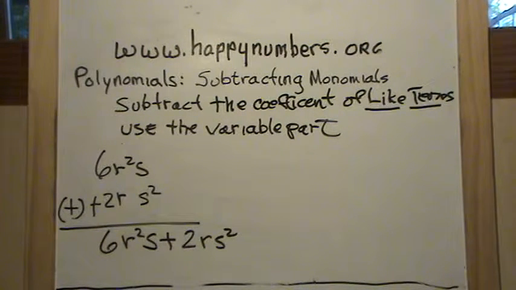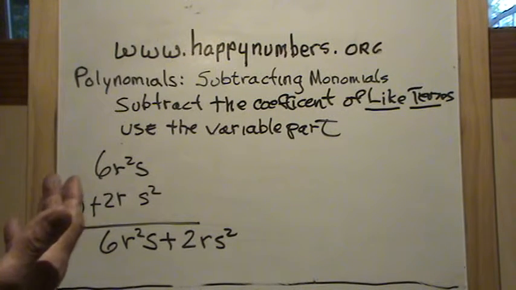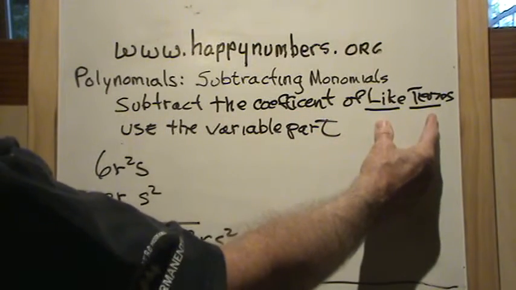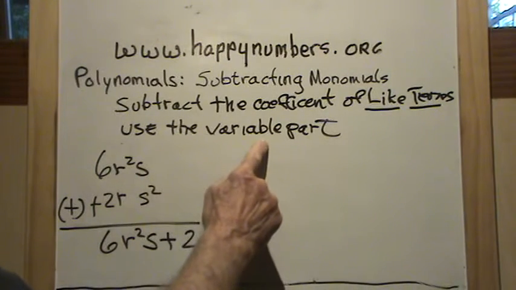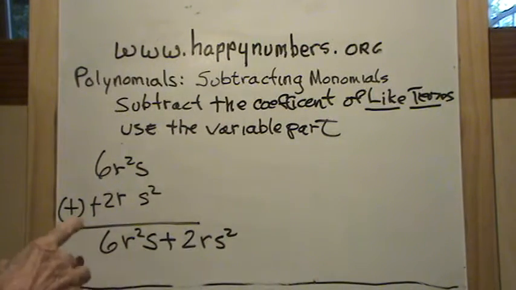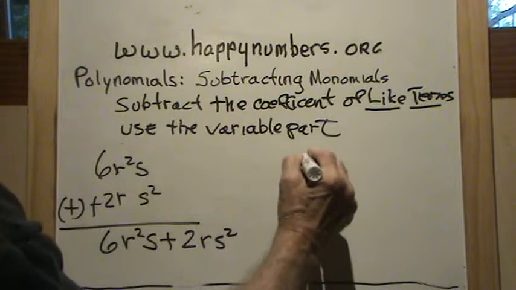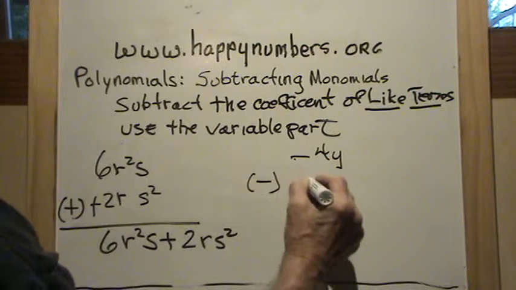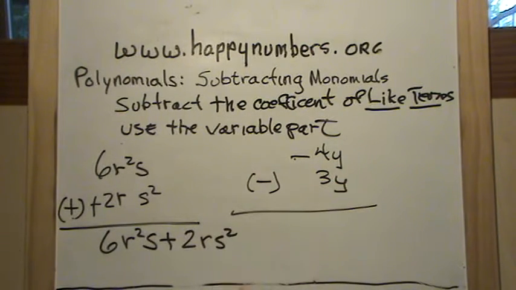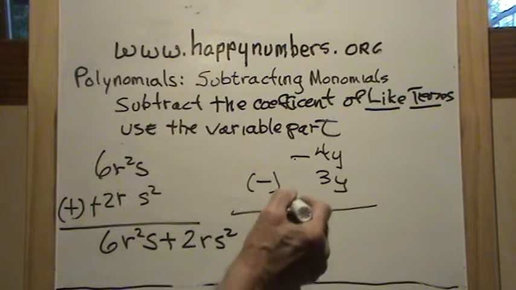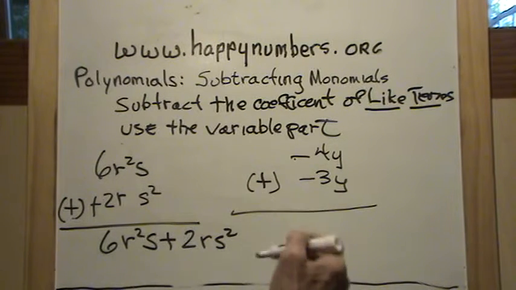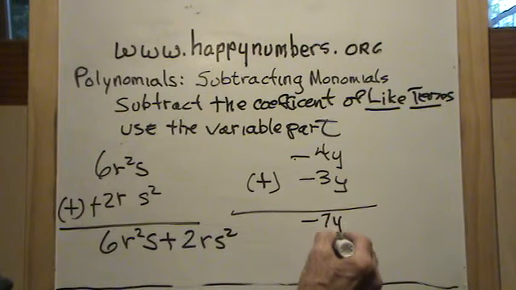Well, okay, that's it for subtracting monomials. Fairly simple. It's just like addition, that we can subtract the coefficients of like terms only, and then we use the like variable part. Of course, the thing here is in subtraction, we have to remember, let's have negative 4y minus 3y. We have to remember, since it's a subtraction of signed numbers, we change the sign of the bottom number. This becomes negative, and we make it an addition problem, so the answer is negative 7y.